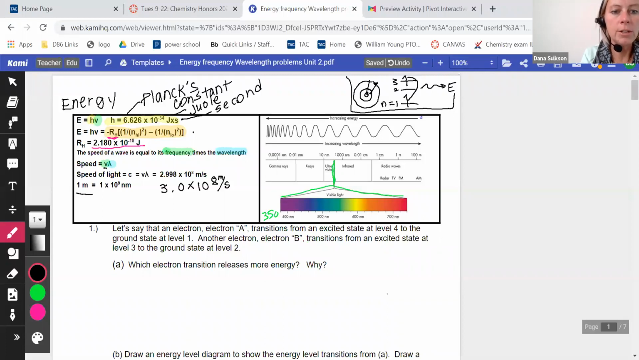An equation that you need to know to convert meters to nanometers is this. And we're going to use proportions to convert, and I will show you the math involved.